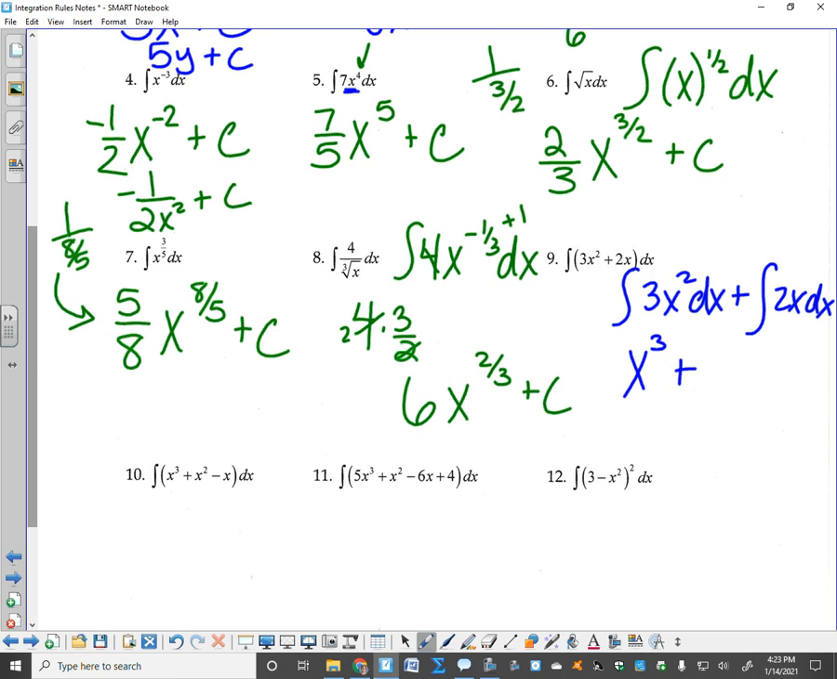Plus, that's 2x to the 1st. Add 1, that'd be a 2. Bring it out, put it on the bottom. 2 over 2 is 1. And then add 1 to the power, and then don't forget your plus c.